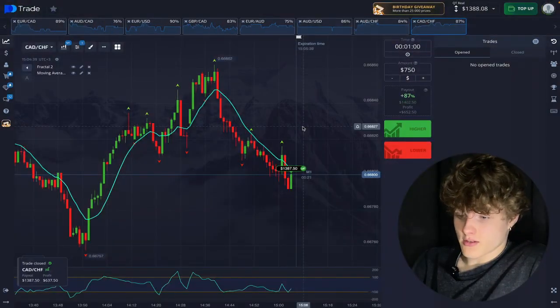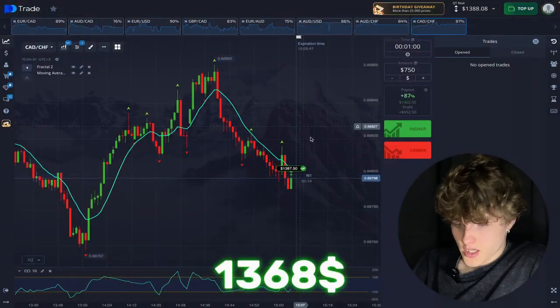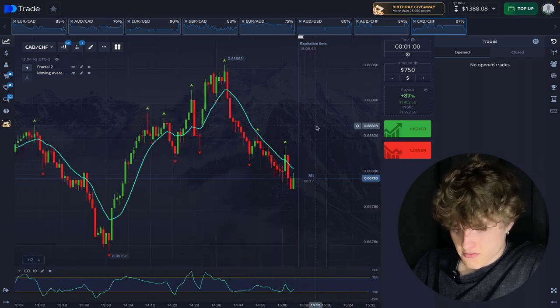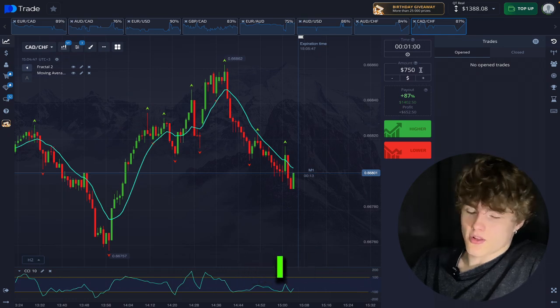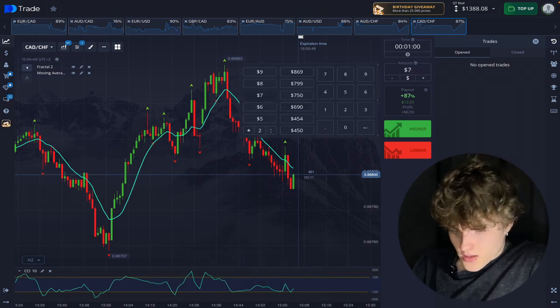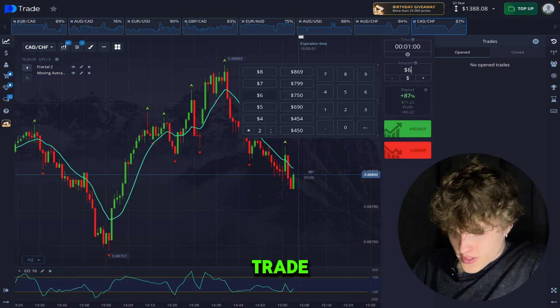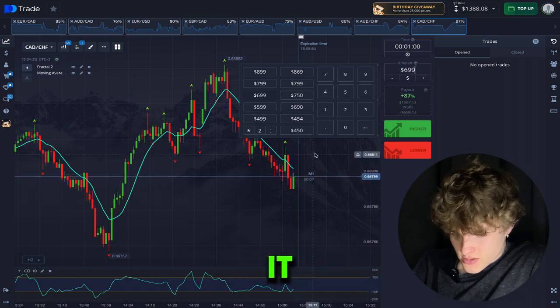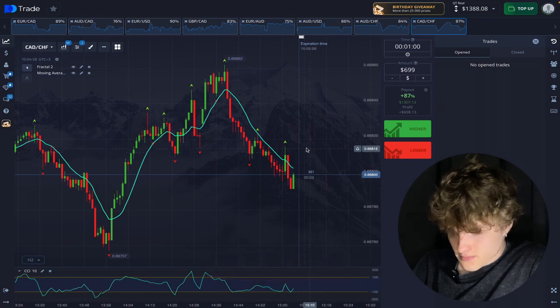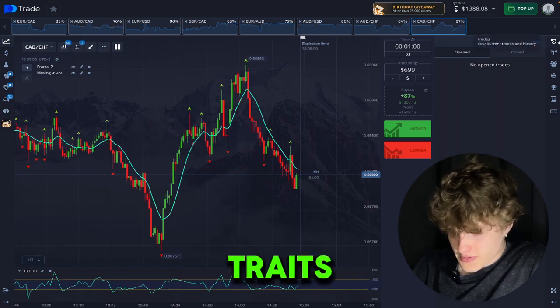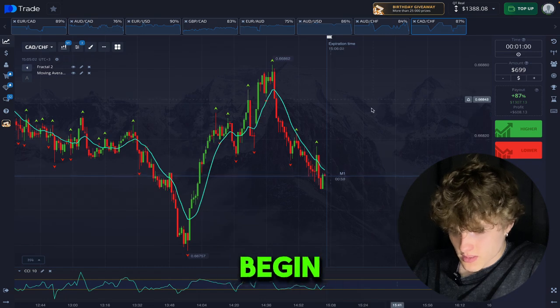And the first trade closed in the plus. Okay, even one candle was enough. In general, the correct timing of opening the trade, and I closed the trade in plus. Okay, let's change the amount of the trade. We'll change it to $699 and continue trading. I'll open 2 trades for the full amount of my balance. Let's begin.